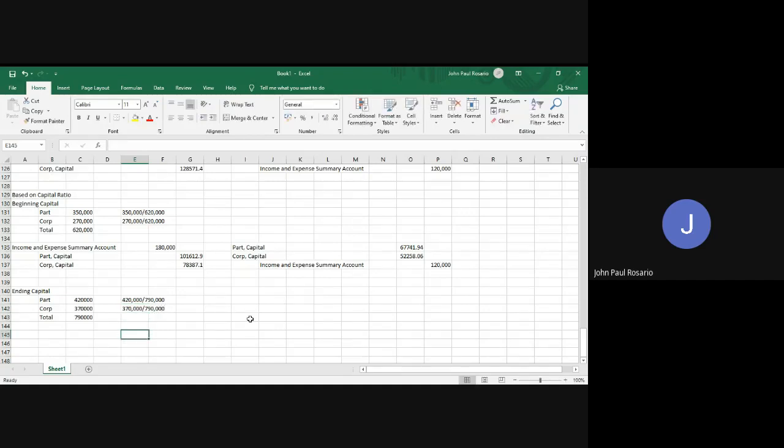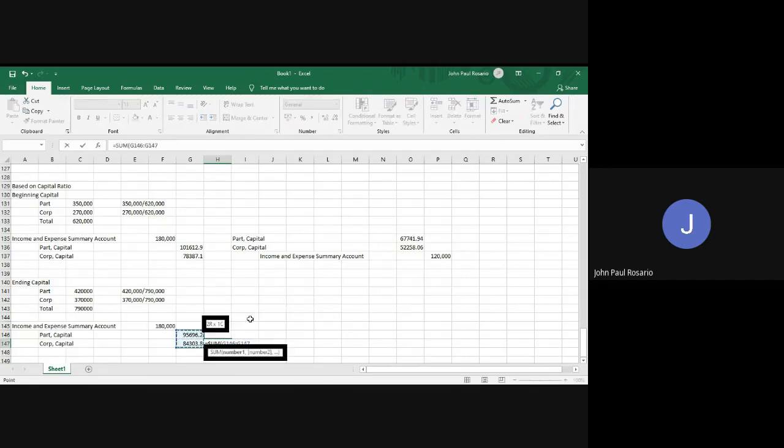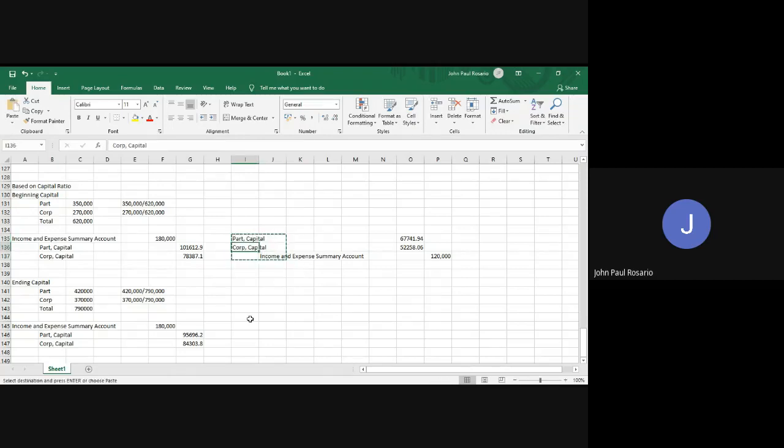And then, the entry would be this one. So, 180. And then the share in profit is 180 times 420 divided by 790. While for Corp, it's 180 times 370 over 790. So, the total is 180,000. So, the profit is divided exactly.